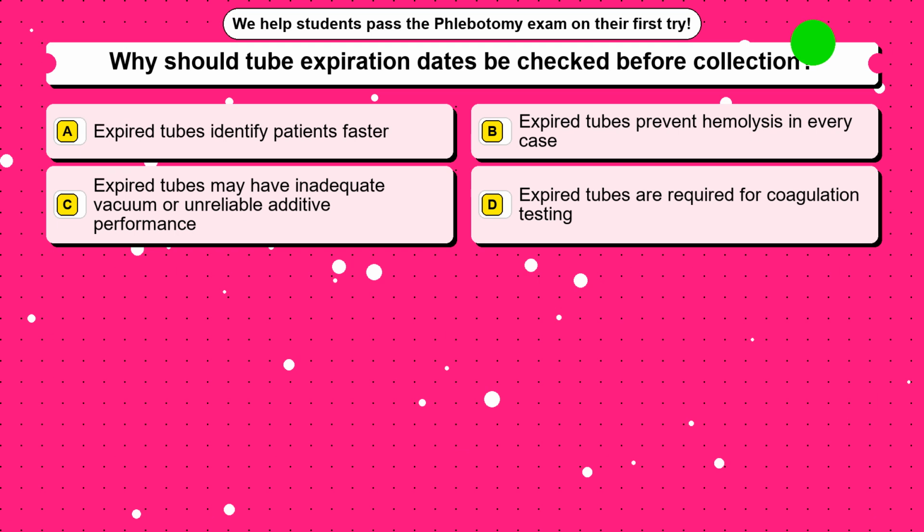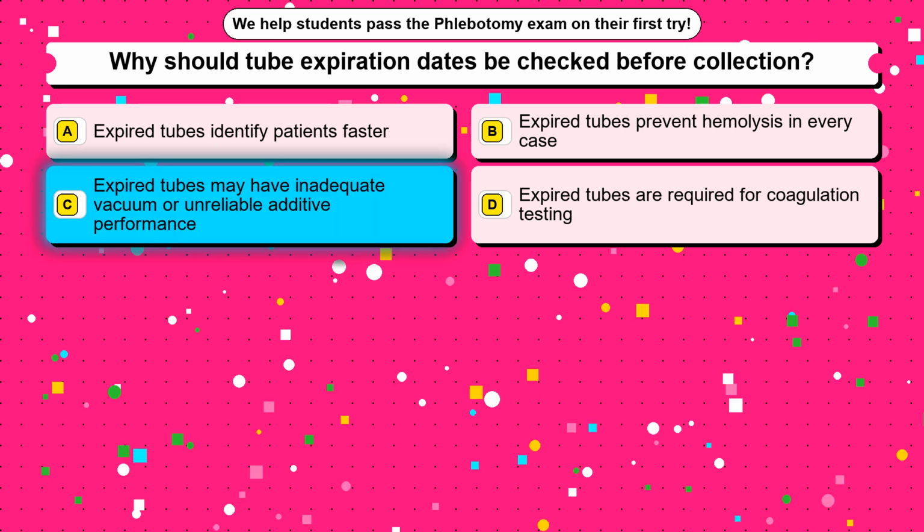Question 75. Why should tube expiration dates be checked before collection? Option A. Expired tubes identify patients faster. Option B. Expired tubes prevent hemolysis in every case. Option C. Expired tubes may have inadequate vacuum or unreliable additive performance. Option D. Expired tubes are required for coagulation testing.